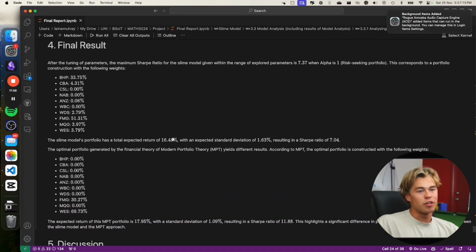In whole, this implementation of this model was really rewarding. No one's done anything like implementing a slime model in this area of finance before, this area of financial theory. It was an interesting implementation, and I loved doing work in a new area with no help and trying to figure out how to implement this idea that I had in my head.